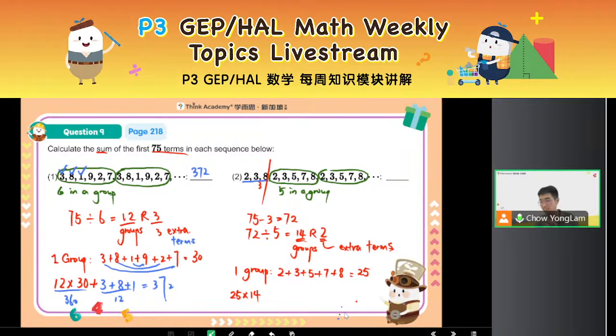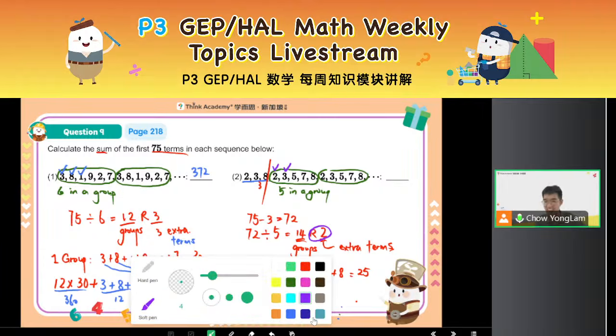Is it only the group? No, there's a remainder too. So remember, you also need to check the remainder. Remainder means I need to add 2 extra terms of the repeating group. So add a 2, add a 3. And am I done? Really? Or did I miss out something? What did I miss out?